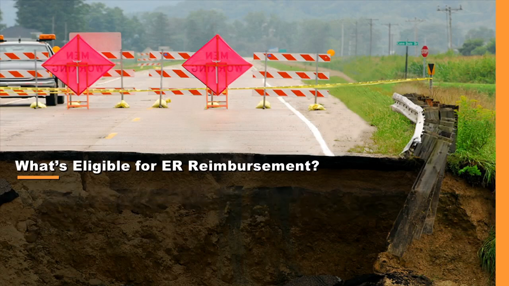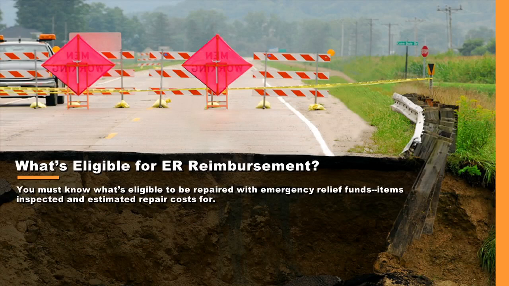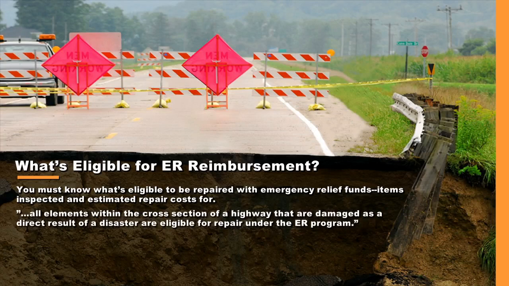To do your part, you must know what's eligible to be repaired with emergency relief funds. These are the items you must inspect and estimate repair costs for. As a review, here they are again. According to the FHWA Emergency Relief Manual, page 3, this is what can be repaired with federal funds. All elements within the cross-section of a highway that are damaged as a direct result of disaster are eligible for repair under the ER program.